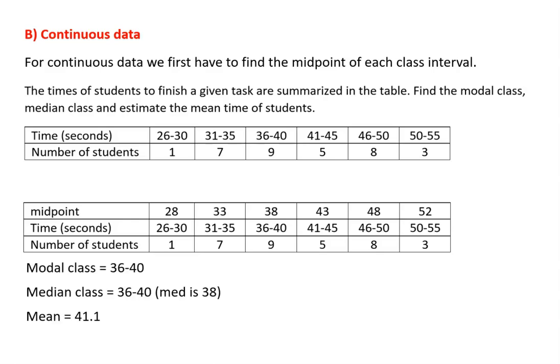So the modal class, you can see that the highest frequency 9 is for the 36 to 40 class. The median was 38, so it's the 36 to 40 class again, and the mean was 41.1.